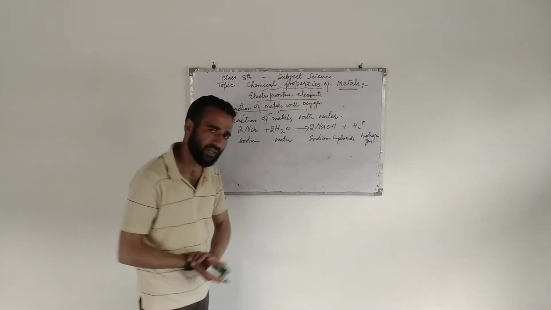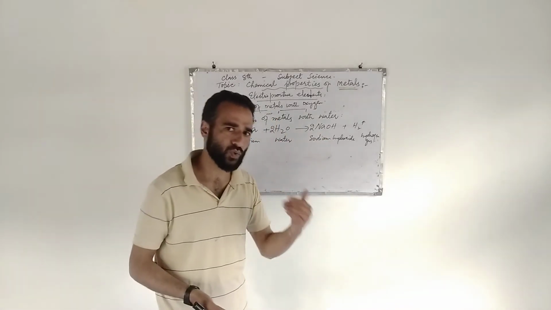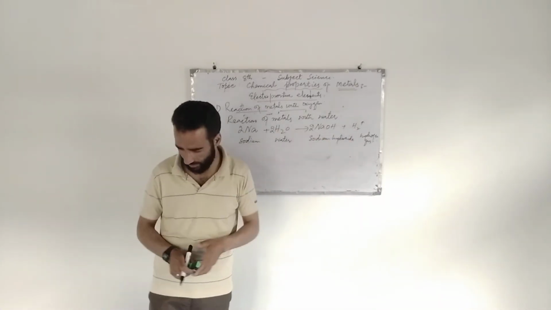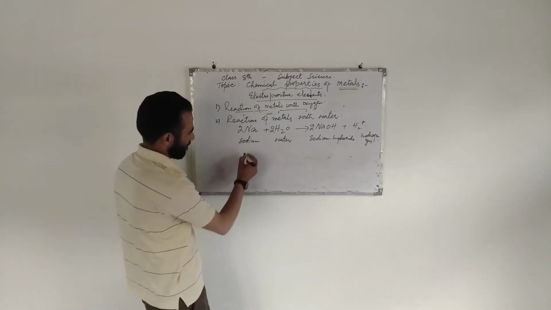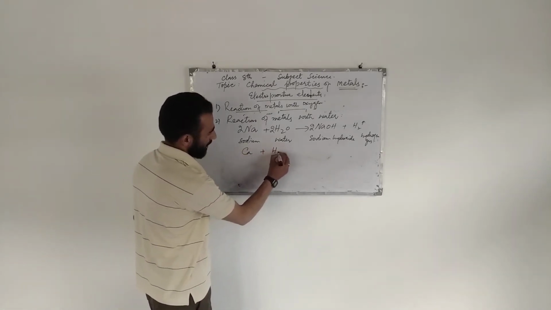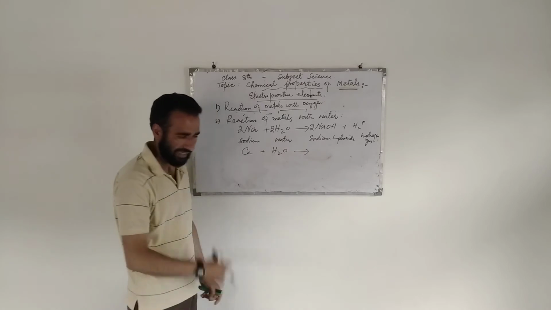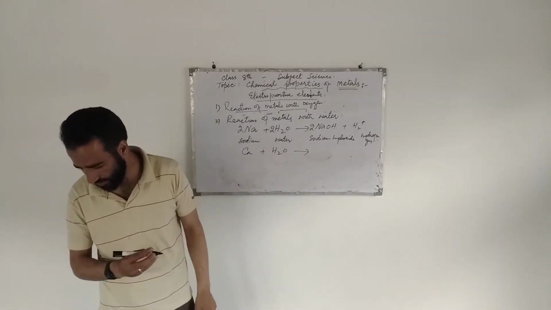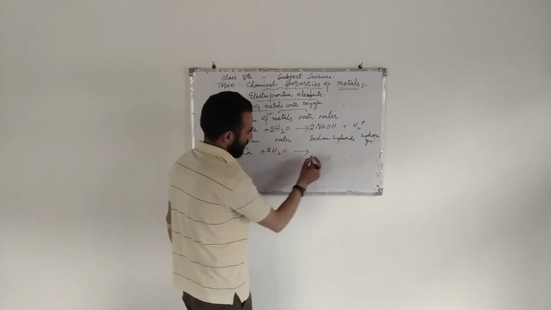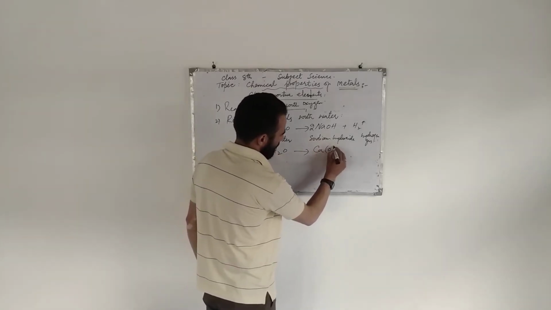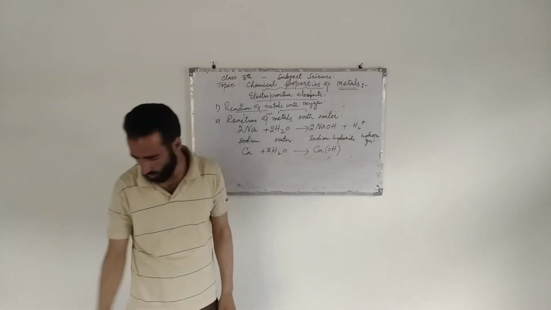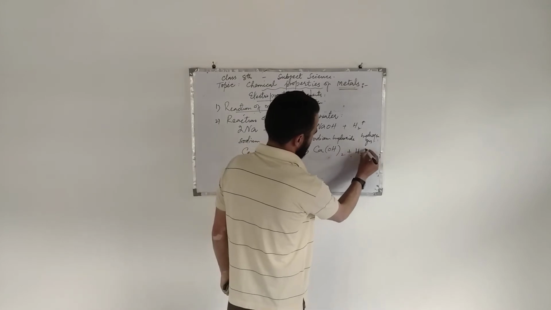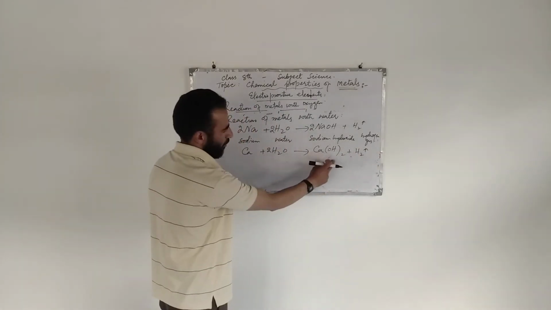Here sodium combines with water, it forms sodium hydroxide, and there is a formation of a gas that is called hydrogen gas. Another related example is calcium. When calcium combines with water, it forms calcium hydroxide, Ca(OH)2, plus hydrogen gas.